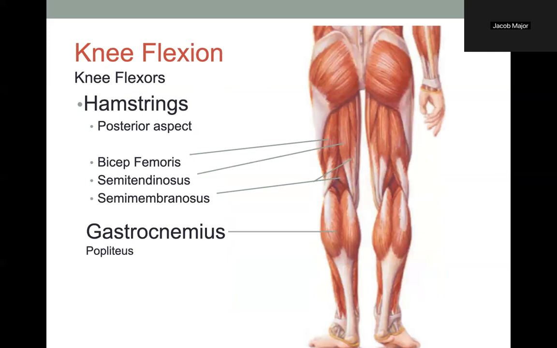Then we have knee flexion. So our knee flexors are our hamstrings. So the posterior aspect, including the biceps femoris, semitendinosus, and the semimembranosus. And then we have our gastrocnemius, also referred to as our calf muscle, as well as the popliteus.